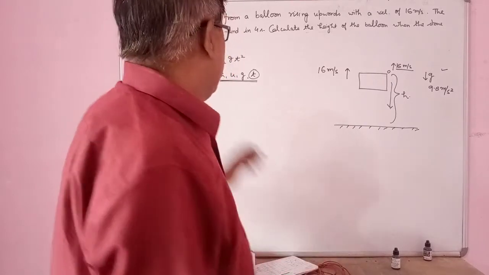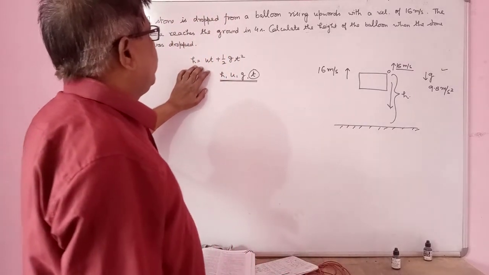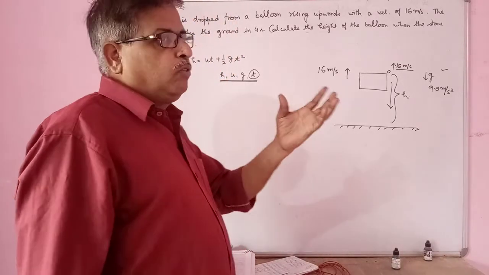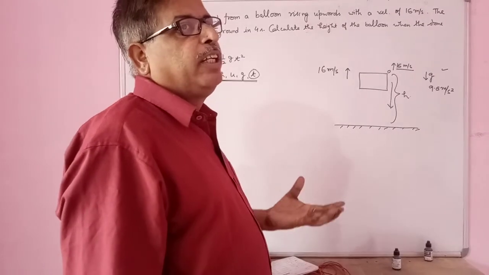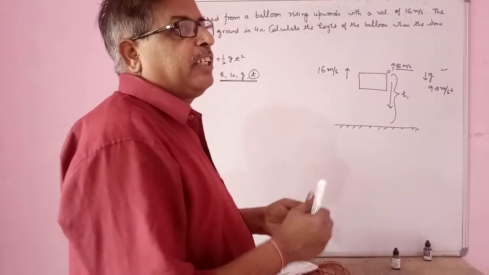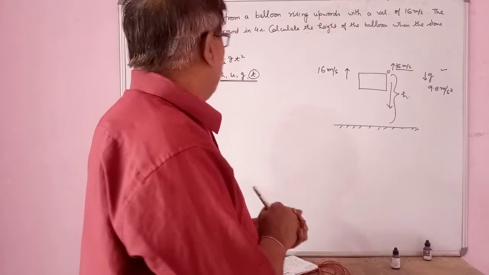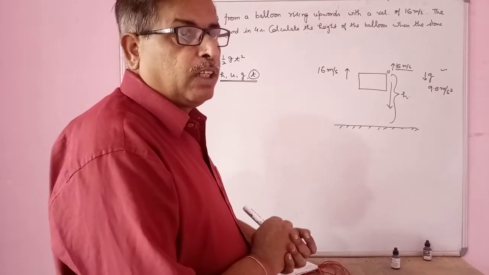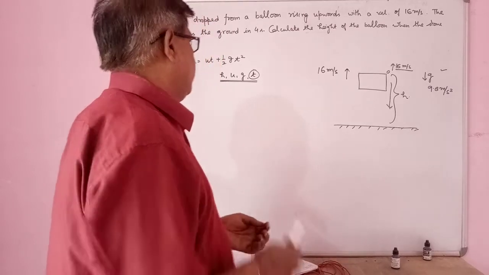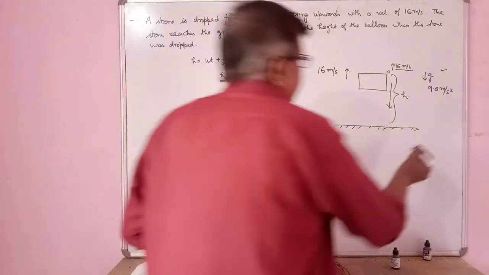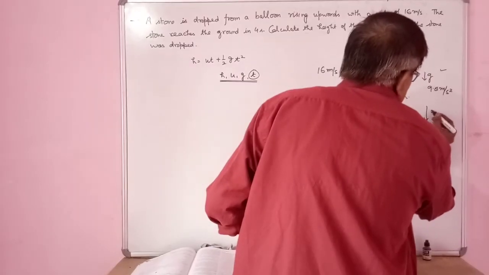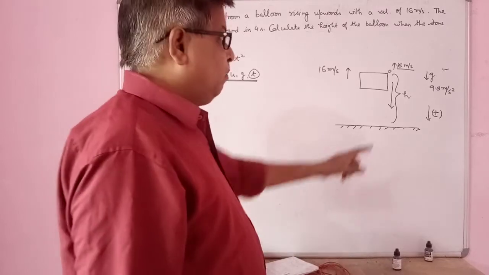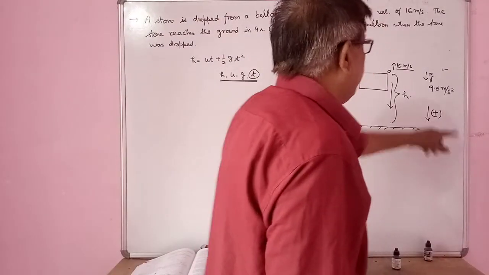So when we use these quantities, what do we have to do? We have to take one direction as positive and the remaining as negative. You have to consider one direction as positive and one direction as negative. So suppose we take downward direction as positive.